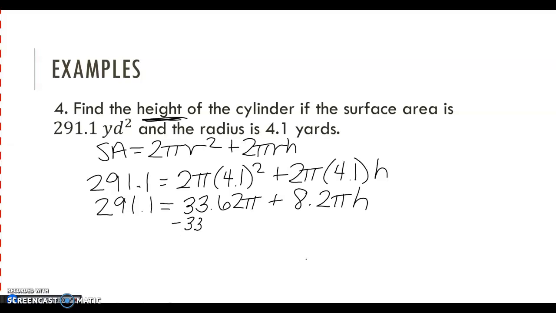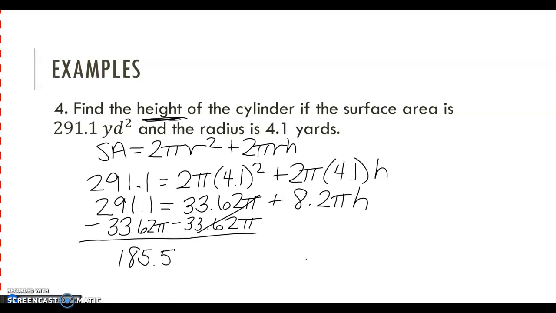I'm going to start by subtracting this 33.62 pi. Doing it this way will give us the most exact answer, and then we'll round in the end. So if I do 291.1 minus 33.62 pi, I should get 185.5. And then equals 8.2 pi h, and then I'm just going to divide by this 8.2 pi.